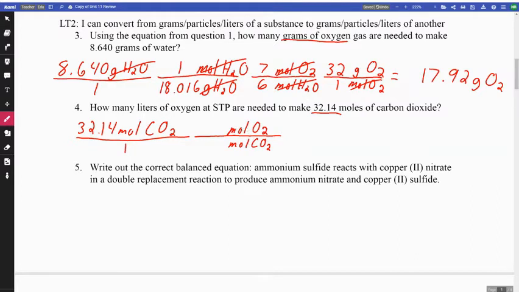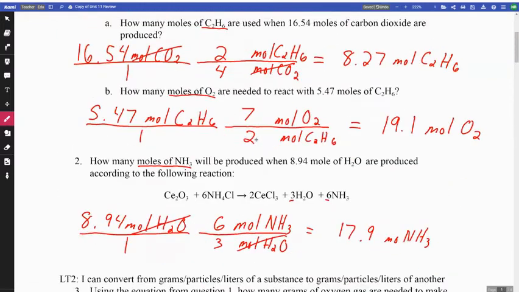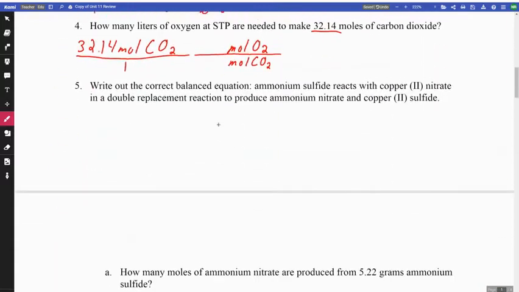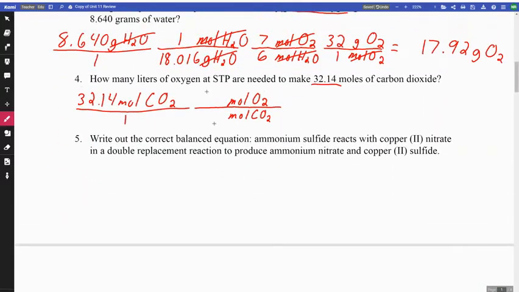We have moles on top and moles on bottom. So we're looking for our coefficients of O2 and CO2. So we scroll up. O2 is 7, CO2 is 4. So O2 7, CO2 4. Moles of CO2 cancel out. We're left with moles of O2. That is not where we want to be. So we need another conversion factor. We want to cancel out moles of O2. We can go from moles of O2 to liters of O2.